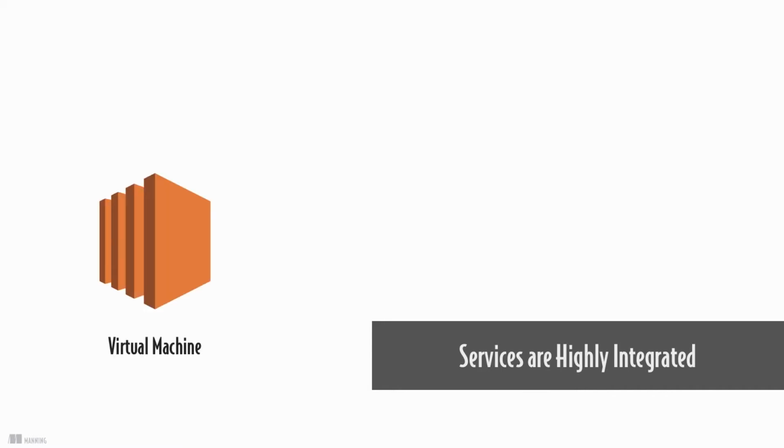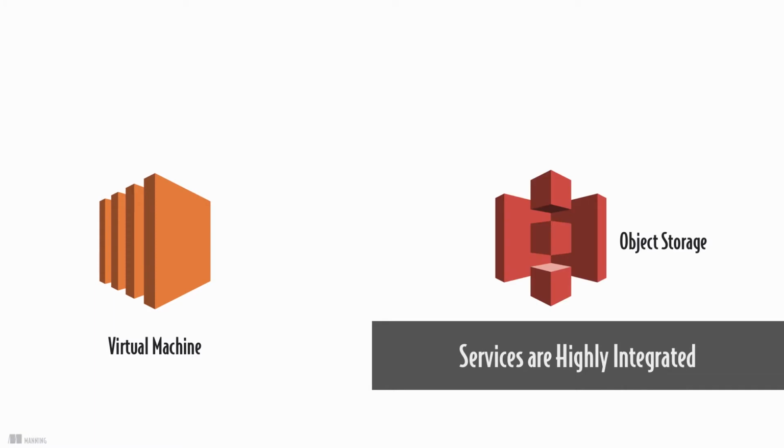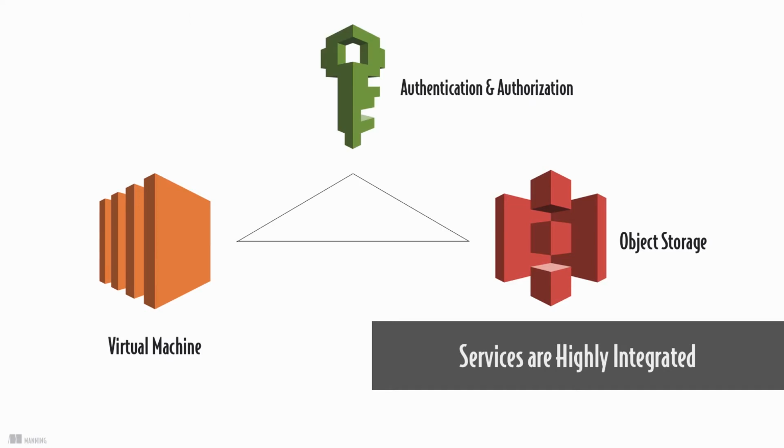Services on AWS work well together. For example, if you want to use the object storage to store files from your virtual machines, you can use the authentication and authorization service offered by AWS to manage access to specific objects stored in the object store. All these services are highly integrated.